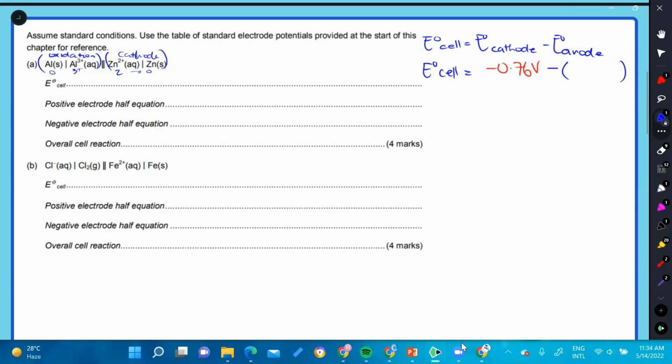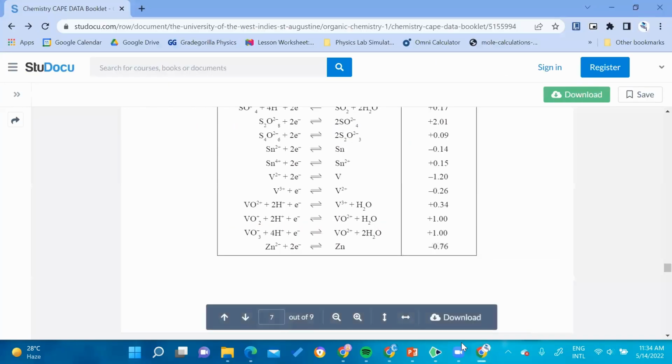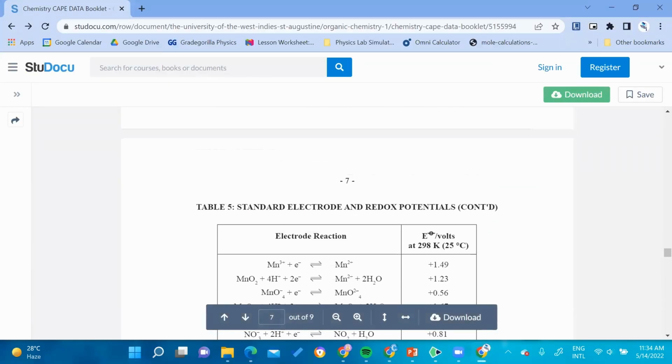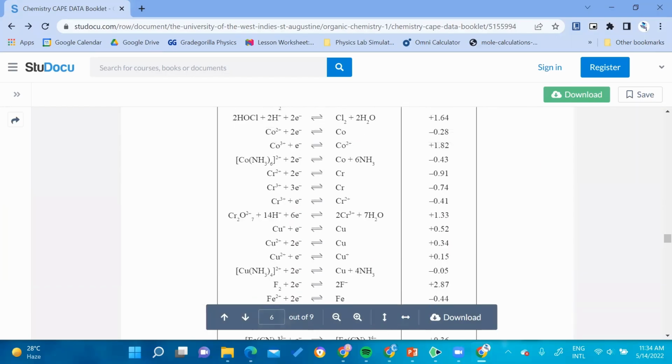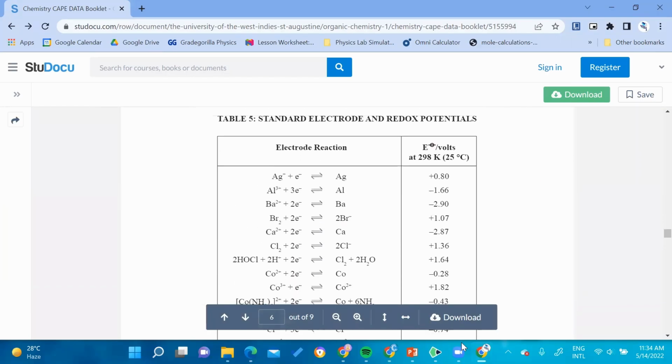So to evade mistakes whenever you're doing these questions, I encourage using the formula because you don't have to worry about flipping anything. You just write the values as is. So let me just show you what I'm talking about. If you look for aluminum, see it here. As you can see, it's written in terms of reduction.